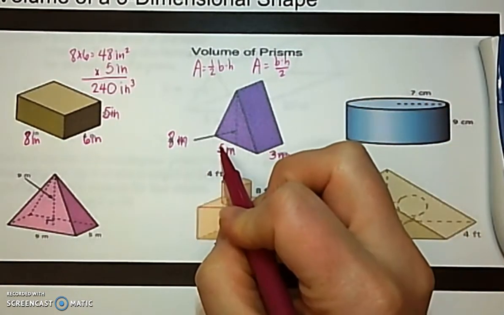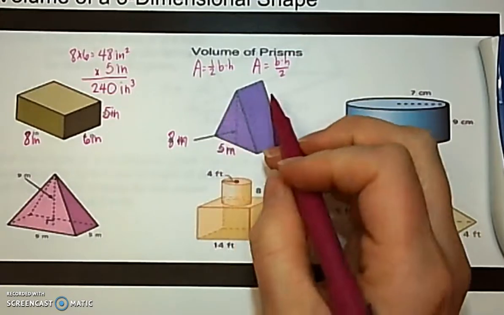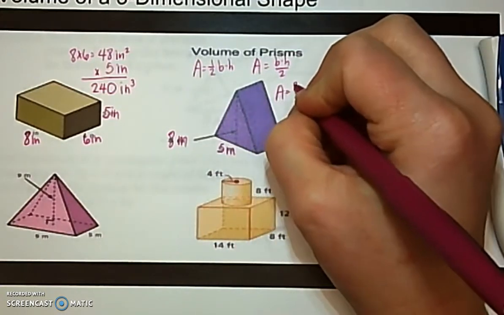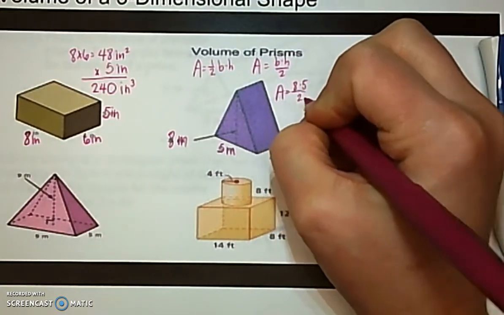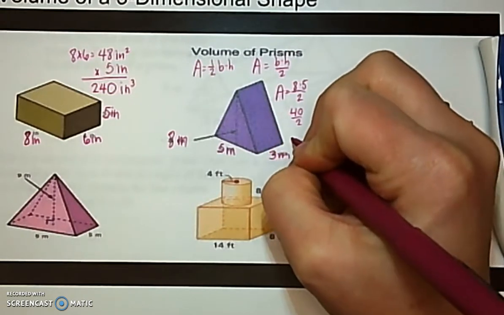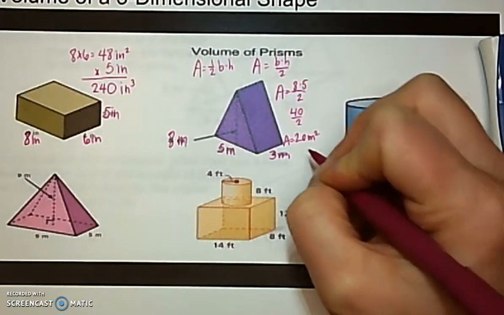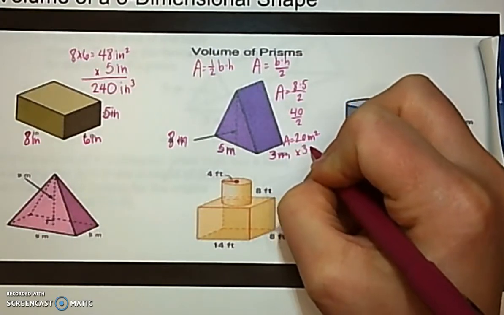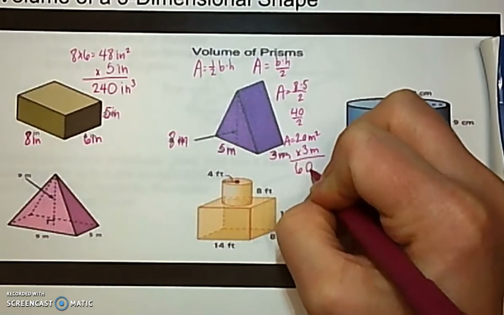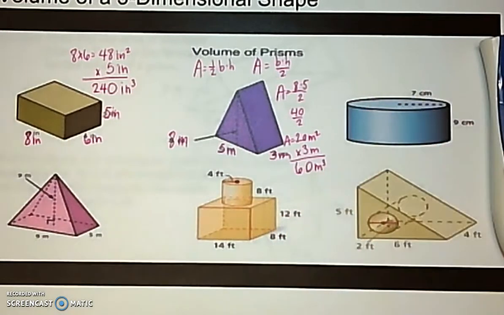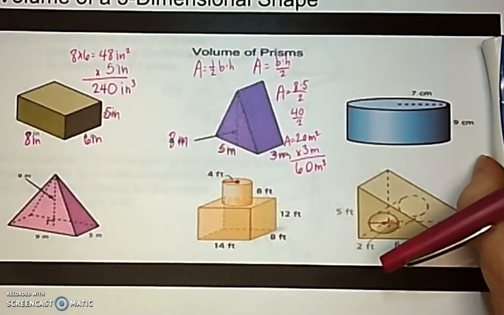So I'm going to do 8 times 5 times 1/2, or 8 times 5 divided by 2, which gives me 40 divided by 2, which gives me an area of 20 meters squared. Now I'm going to multiply that times 3 meters. And so I get 60 cubic meters in there. So I have 60 cubes that are 1 meter by 1 meter that fit in there.